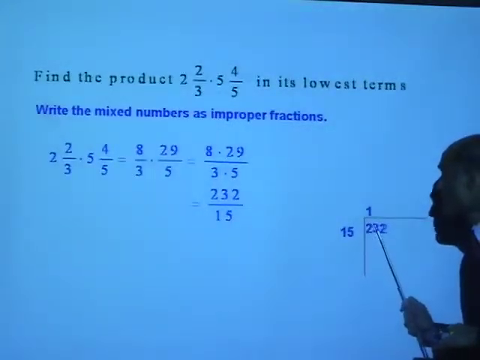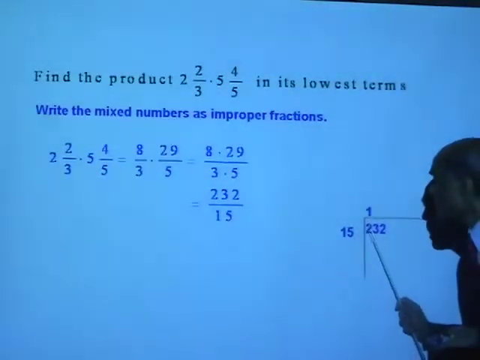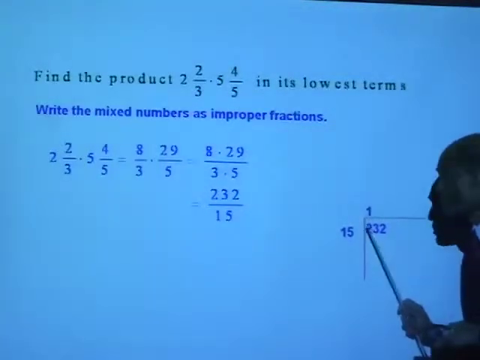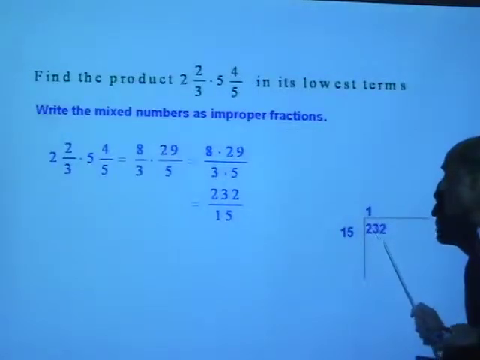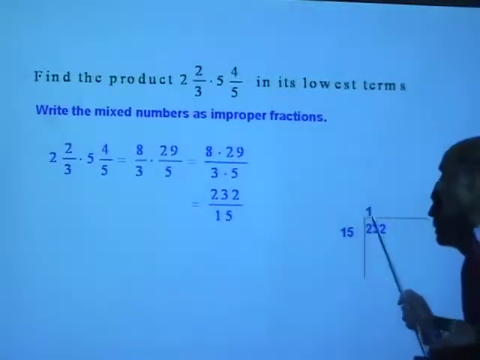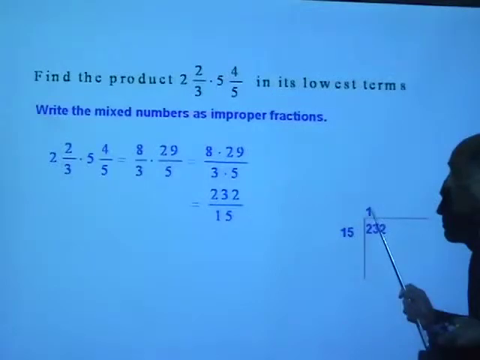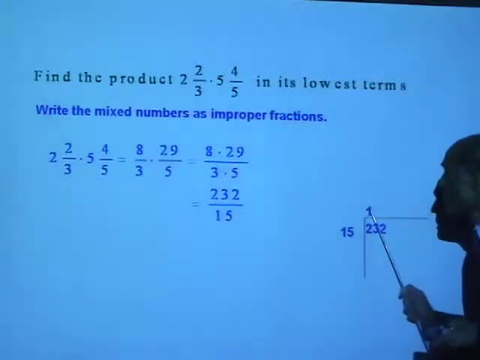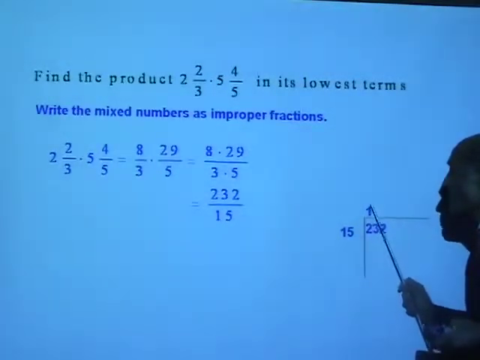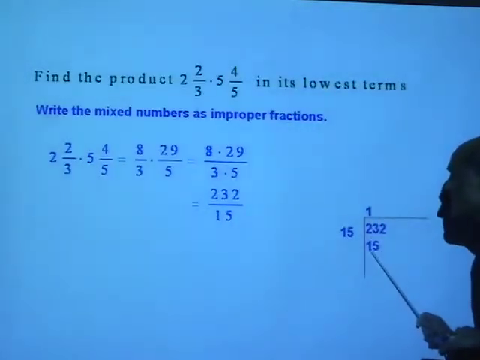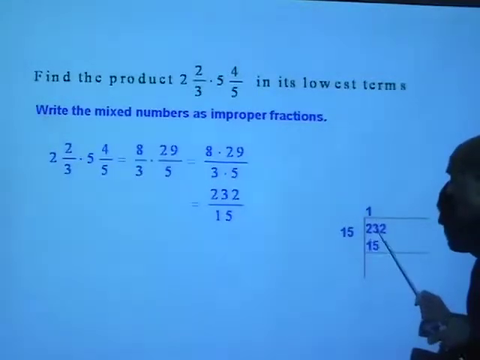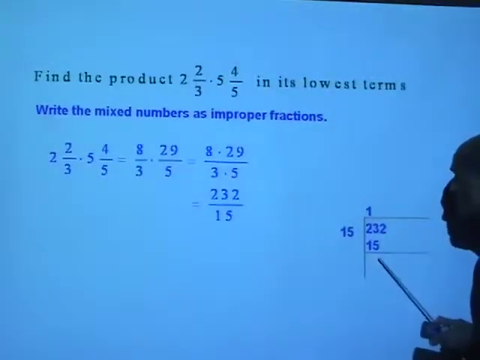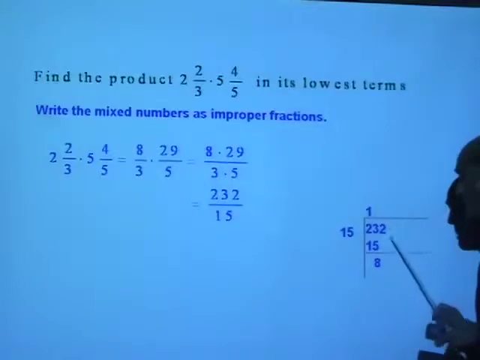Well, you know that 15 will not go in 2. So we go to 23. Alright, how many 15s go in 23? 1. So write that on the top. 1 15 will go in 23, and that will be 1 times 15 is 15. Write that down below it. Take away that 15 from 23, what do you get? You get 8. Bring down the 2.